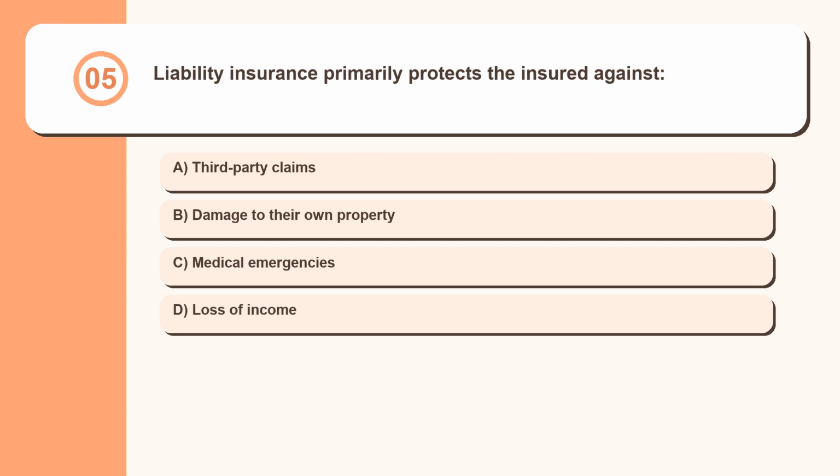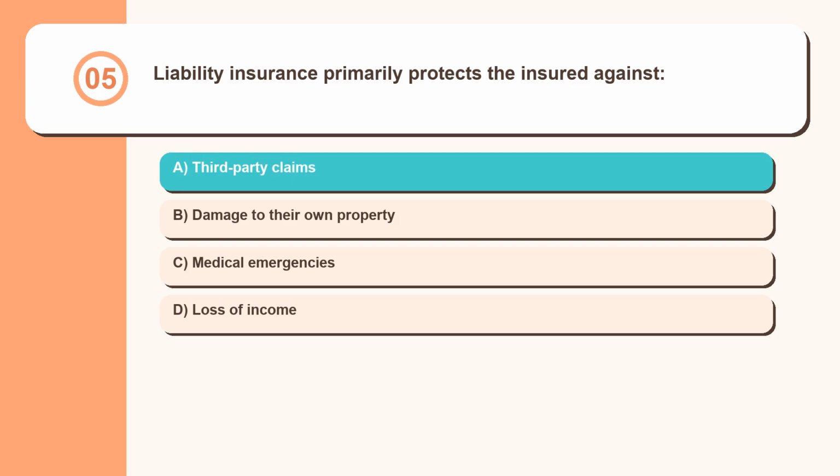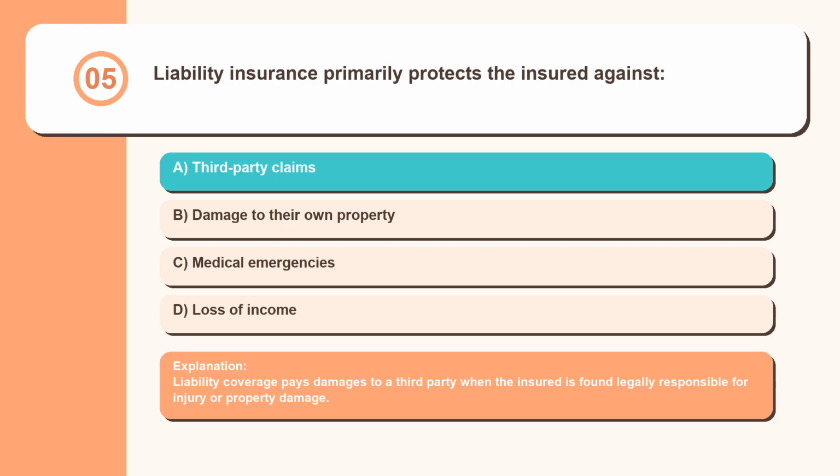Question 5. Liability insurance primarily protects the insured against third-party claims, damage to their own property, medical emergencies, loss of income. Liability coverage pays damages to a third party when the insured is found legally responsible for injury or property damage.